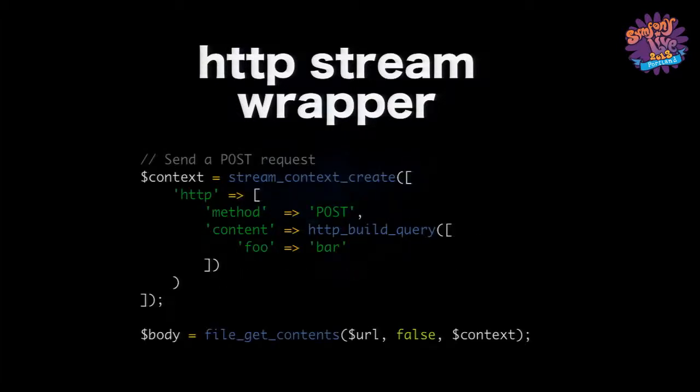And this is the stream wrapper using a context. And it's not terrible, but it kind of makes the API a little bit too clunky for me. And you have to pass in false to say you're not using the include path, which isn't really relevant here, and then pass in your context.